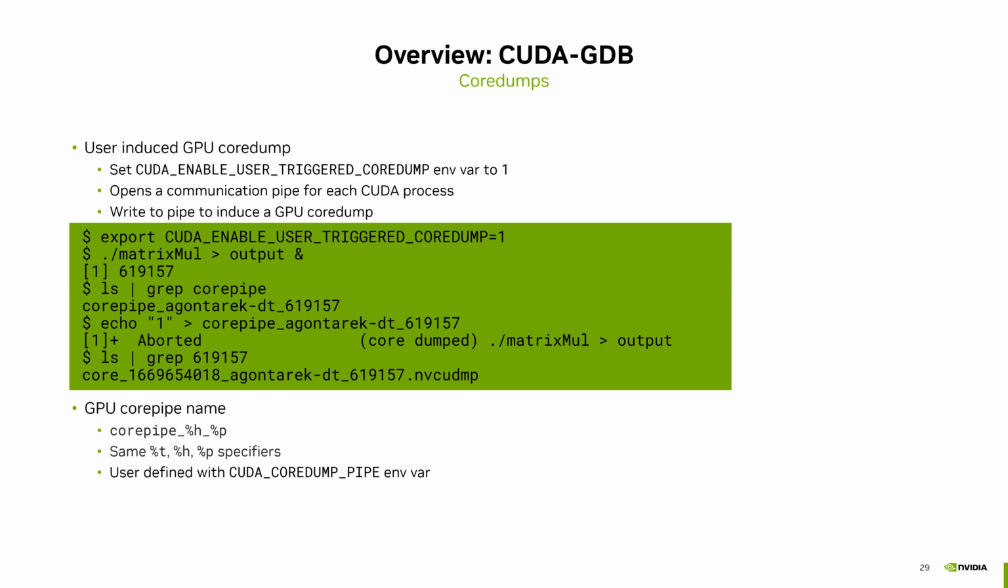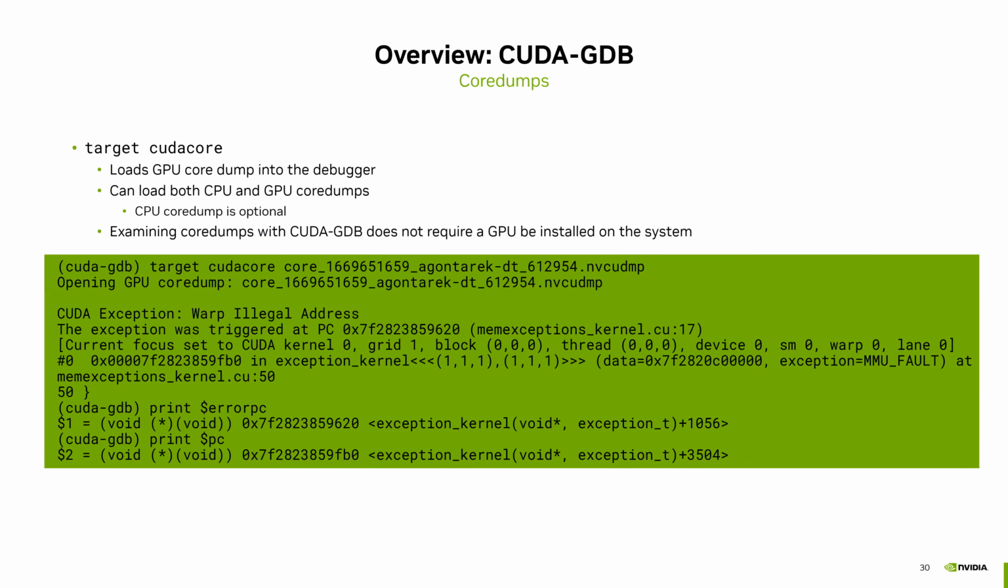The core pipe name by default is the string. We have the same percent specifiers as before. And you can set the CUDA_COREDUMP_PIPE environment variable if you want to specify the location that the pipe is created. So let's talk about loading core dumps.